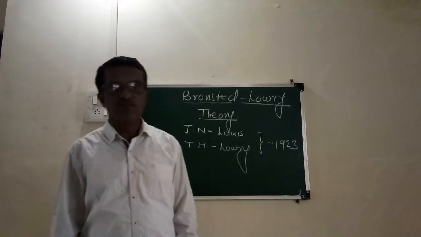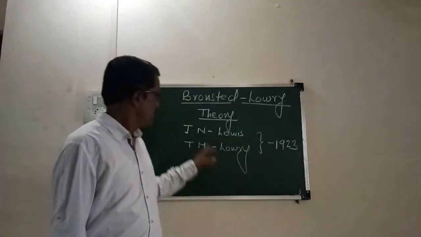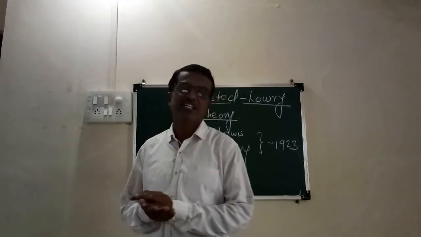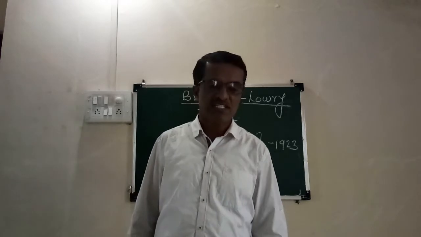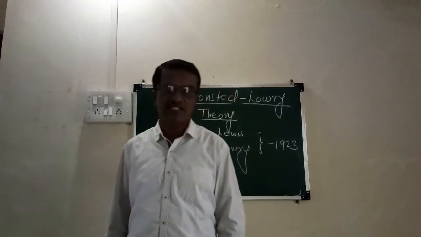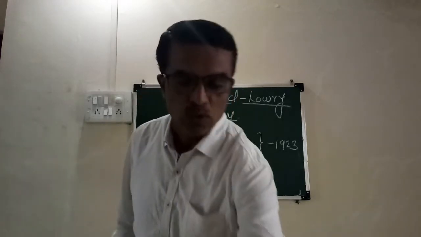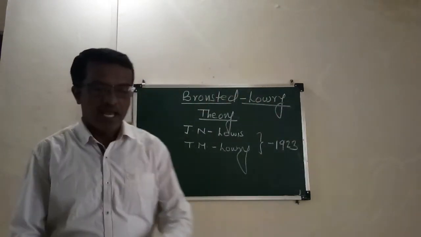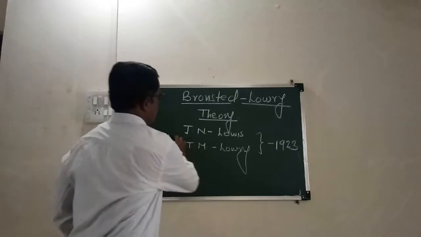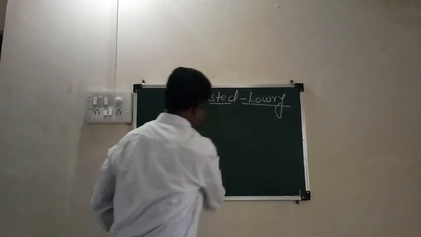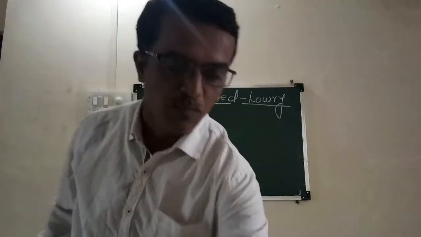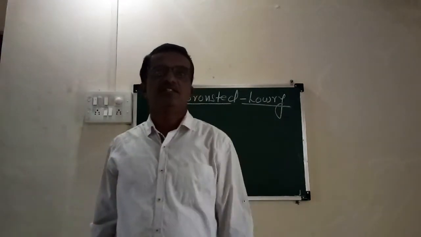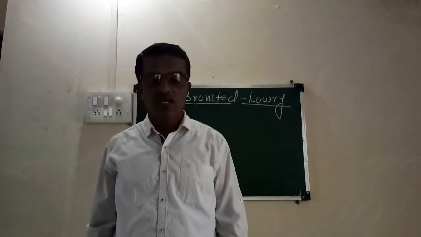Bronsted-Lowry theory. Now the scientists J.N. Bronsted and T.M. Lowry in 1923 put forth their own concept for acids and bases. According to the Bronsted-Lowry concept, an acid is any substance which can donate a proton to another substance, and a base is any substance which can accept a proton from another substance.